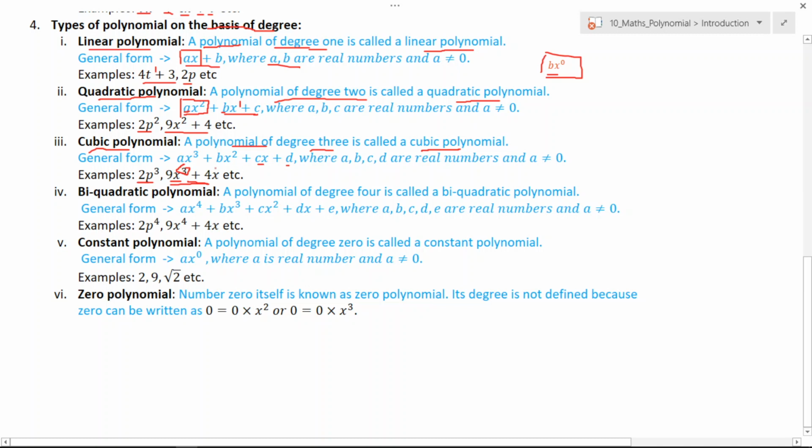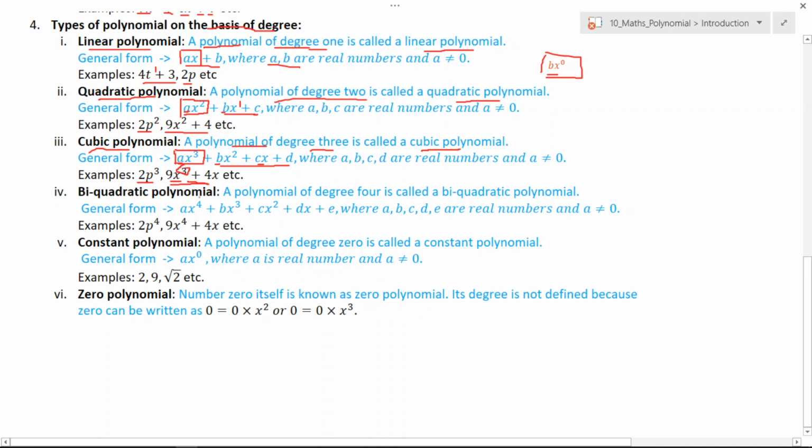d are real numbers and a is not equal to 0. Clear? Why is a not equal to 0? Because if a becomes 0, then the first term becomes 0. Then what is left? Bx square plus cx plus d. Then it will be a quadratic polynomial, not a cubic polynomial. That's why a is not equal to 0.